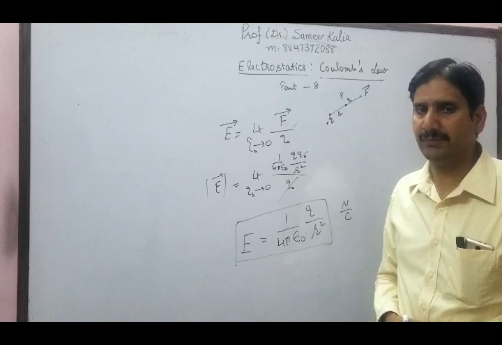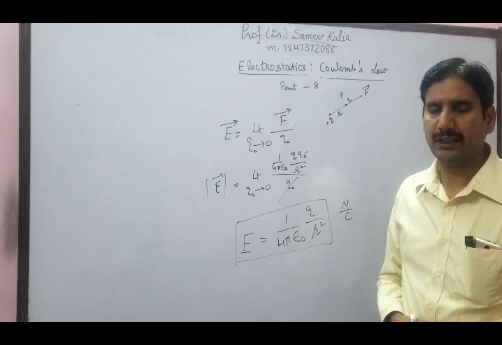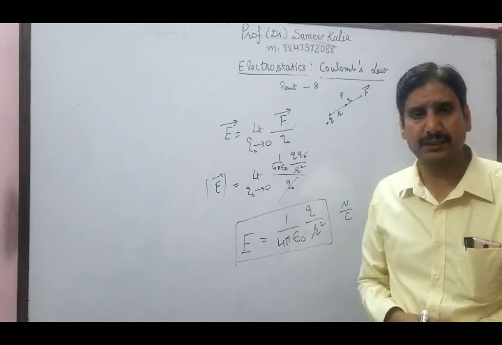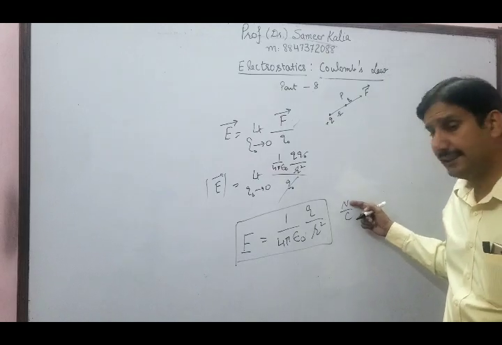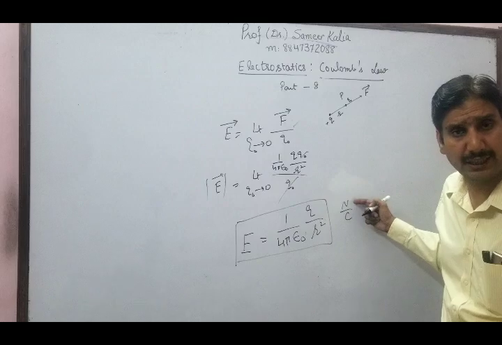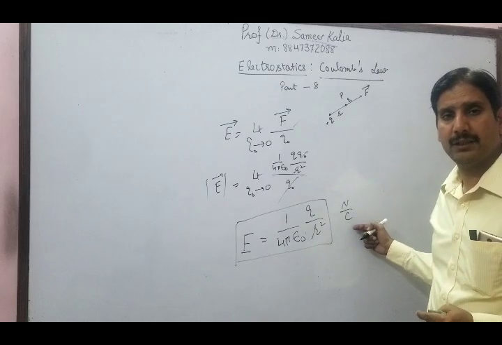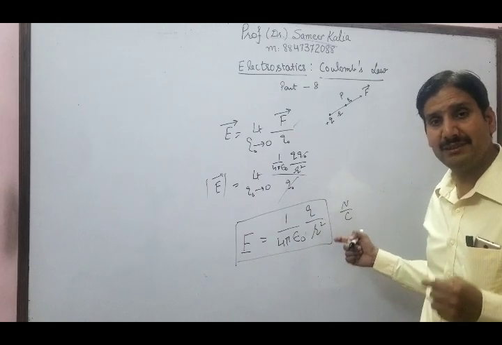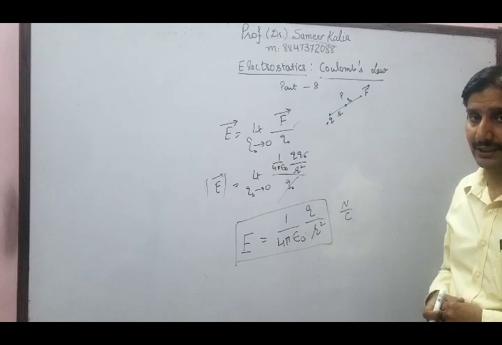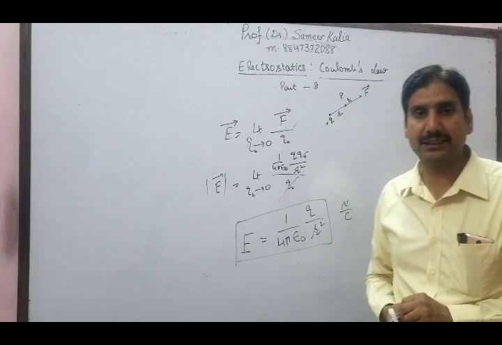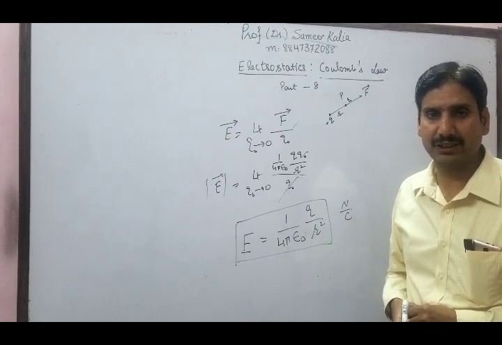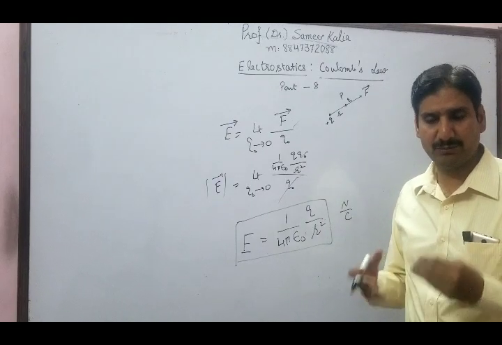Can you give me the CGS unit for this electric field? Need not tell you, that will be dyne per stat coulomb. But how many dyne per stat coulomb are there in 1 Newton per Coulomb? You can pause the video and calculate it and then see if you are correct or not. You can pause it right now.